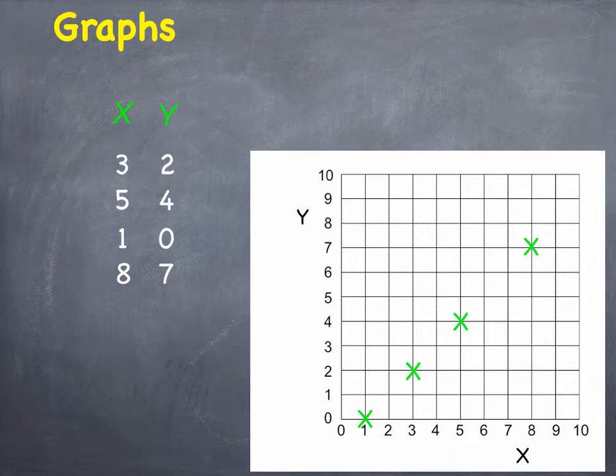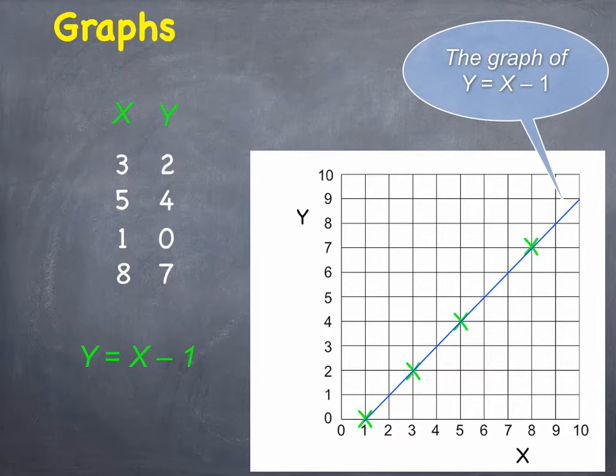From the table, you may have spotted that for each of these points, the Y value is always 1 less than the corresponding X value. I could write it like this: Y equals X minus 1. And if I join the points, the resulting straight line is described as the graph of Y equals X minus 1.